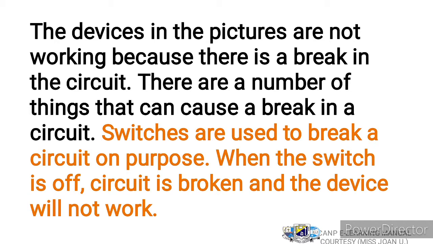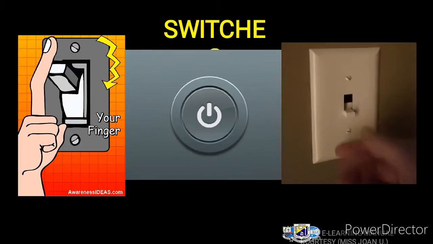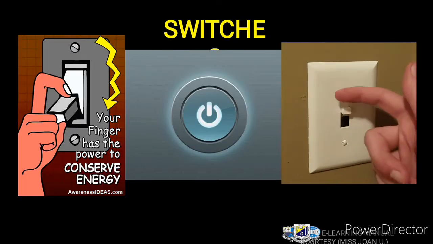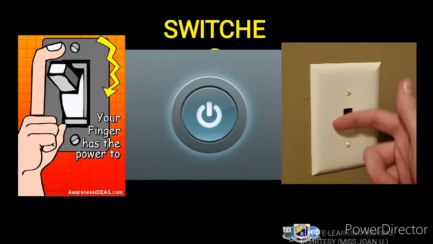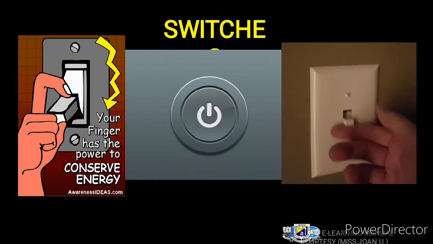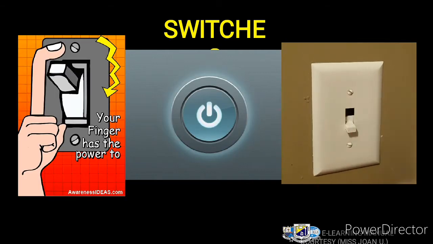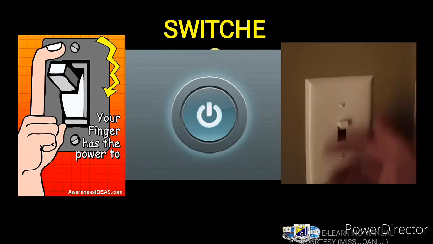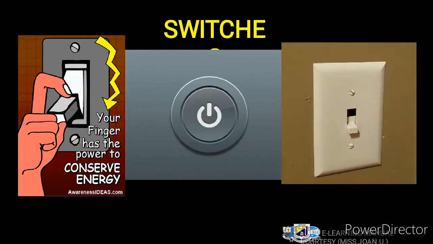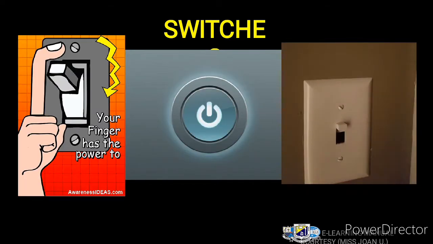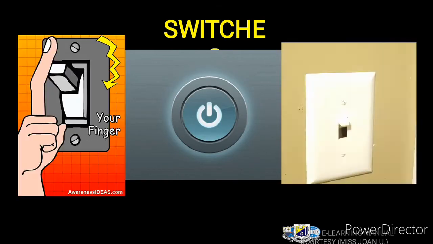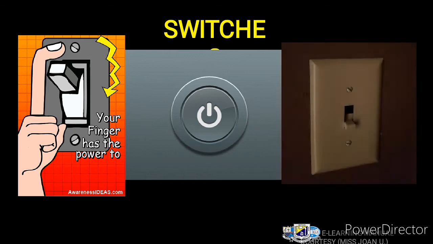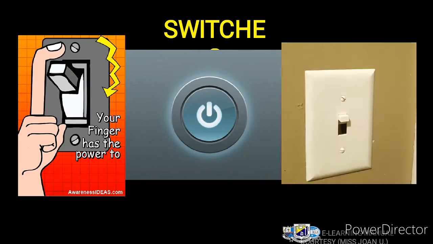So when the switch is off, the circuit is broken and the device will not work. I know you know this one already. These are examples of switches. Can you see it? I want you to just have a picture of it. We do this on purpose, it's not a fault. So you cannot tell me that Isang's switch is the reason why it's not working. No, it's not. You should know that.